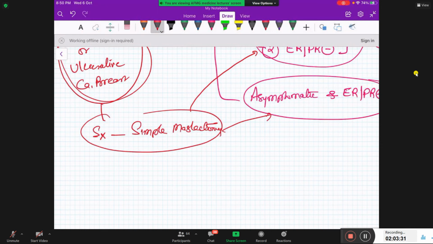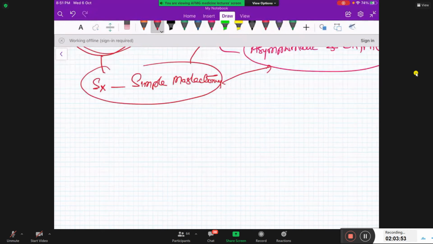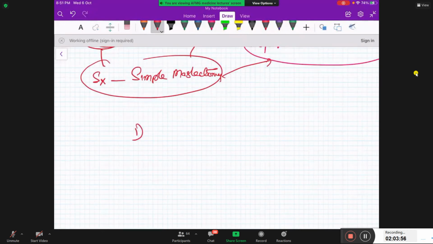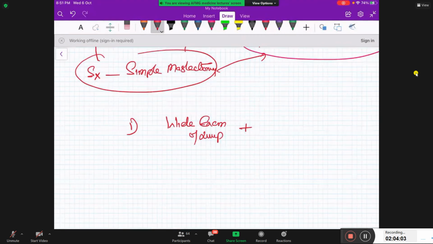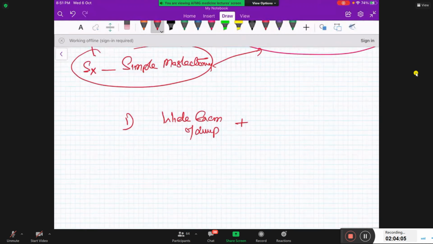Ipsilateral mobile axillary lymph node. On true-cut biopsy, it is found to be invasive ductal carcinoma, which is ER PR positive. Which of the following is the most appropriate treatment option? Let's see who answers this question right. First choice: wide excision of the lump with axillary dissection.